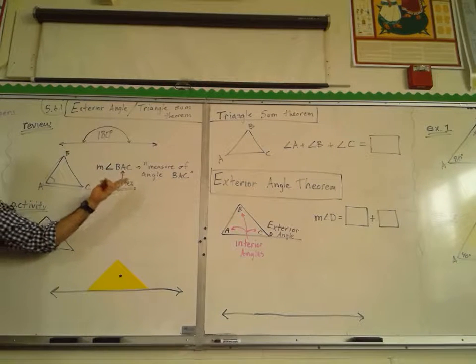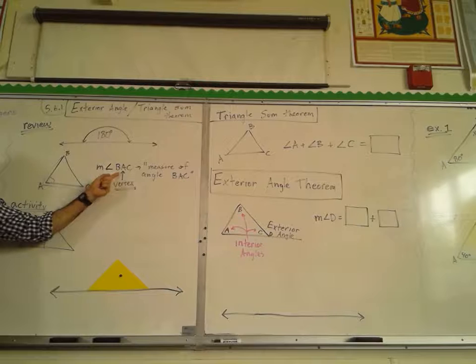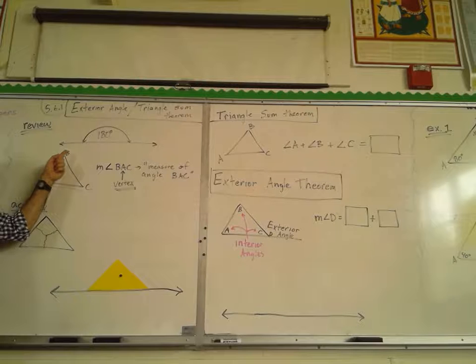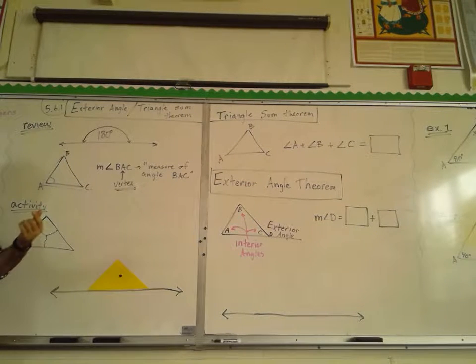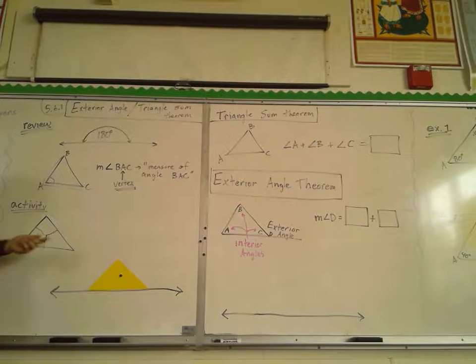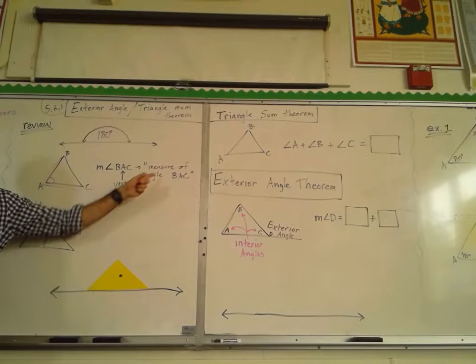What else could I say instead of BAC? What's another option that's exactly the same? CAB. BAC and CAB are talking about the exact same angle. It's just labeling it in a different order. But the middle letter has to be our vertex, the angle we're talking about. That's all. So I'd read this as the measure of angle BAC.